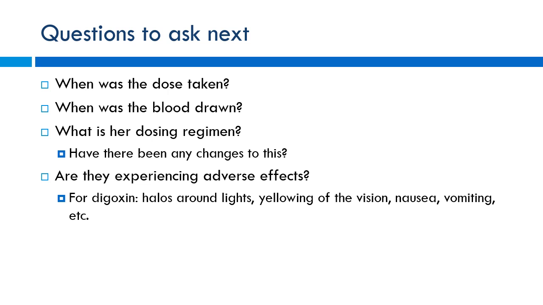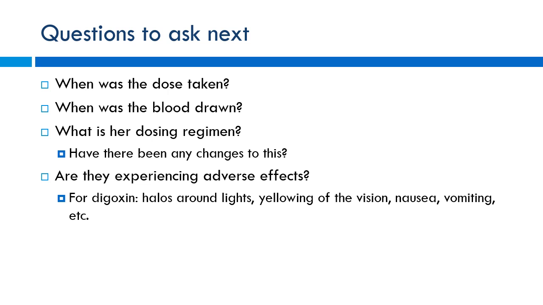So for digoxin, you don't have to memorize this for this class, but later on you will. For digoxin, you get halos that appear around lights, and a yellowing of the vision. It's called xanthopsia. You have nausea, vomiting associated with it. So you talk to the patient and ask, are you having any of these effects? They just may think they're getting older, and think, maybe I just see halos now. Maybe I'm close to death if I'm seeing halos. But it could be related to the actual drug they're on, right?